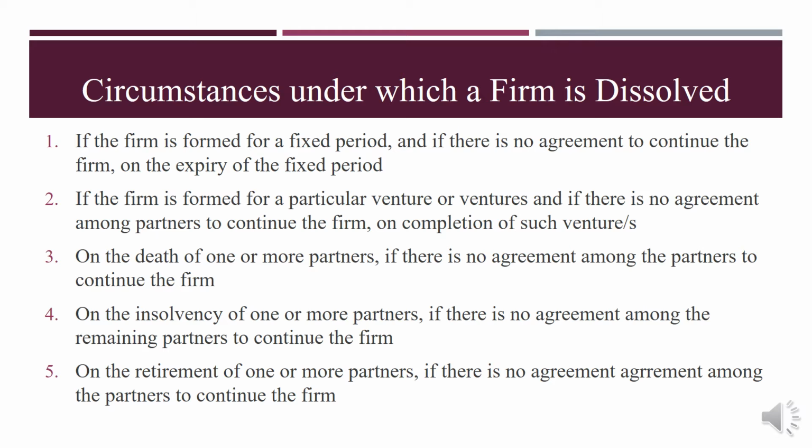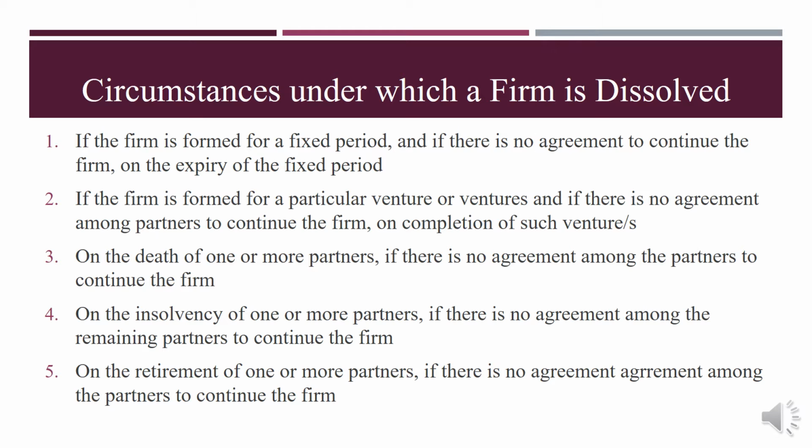Okay, now circumstances or situations under which a firm is going to be dissolved. The first case: if the firm is formed for a fixed period, and there is no agreement to continue the firm on the expiry of the fixed period. For example, a partnership is formed to continue for say 10 years, and if there is no agreement to continue the firm after 10 years, then of course the firm is going to dissolve after 10 years.